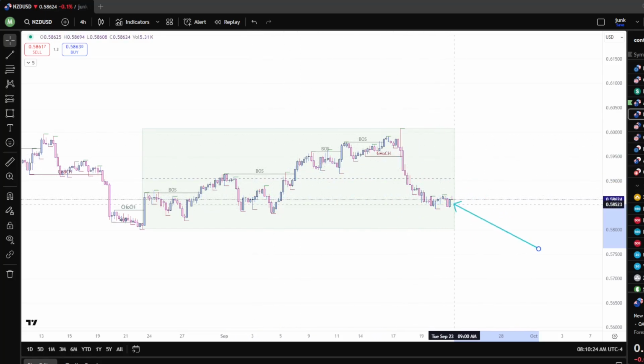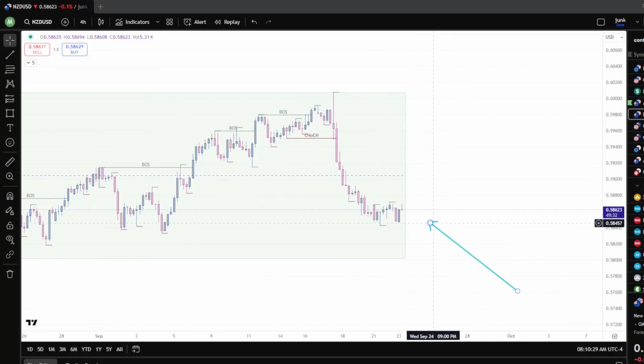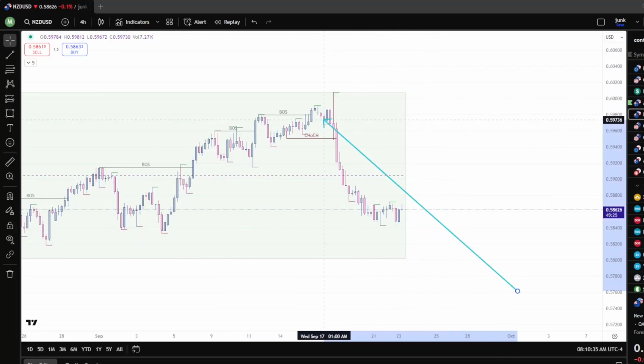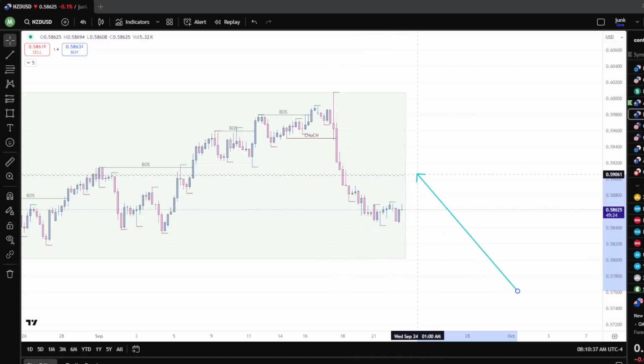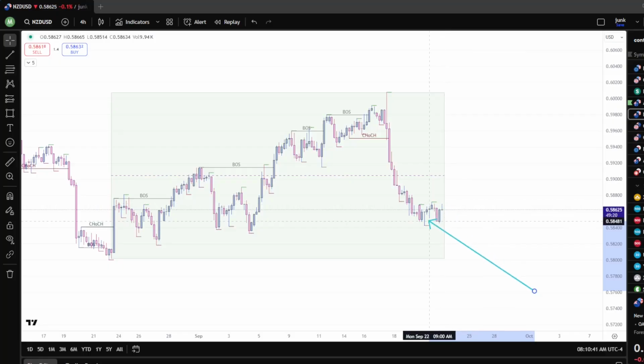So right now consolidating, just like with AUD USD in this area, waiting to see if it can continue to push down or we'll continue with the overall swing structure. There's gaps to be filled. Waiting to see if buyers can step back up from this area.